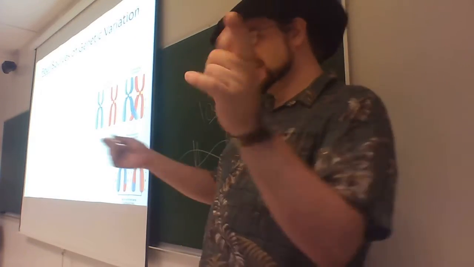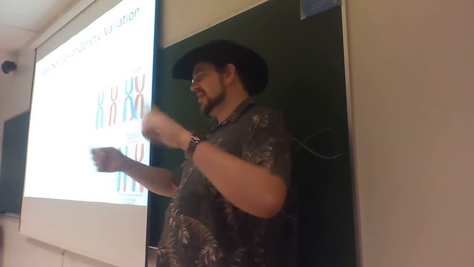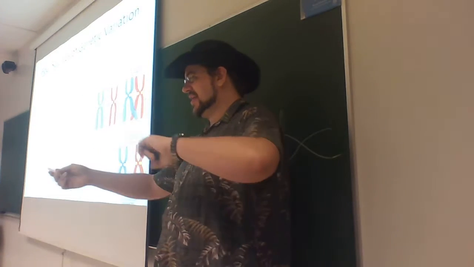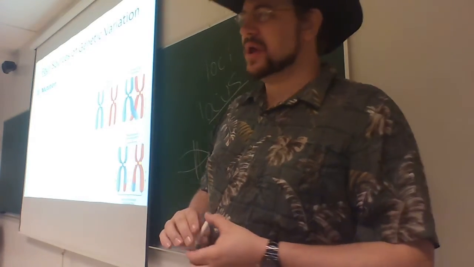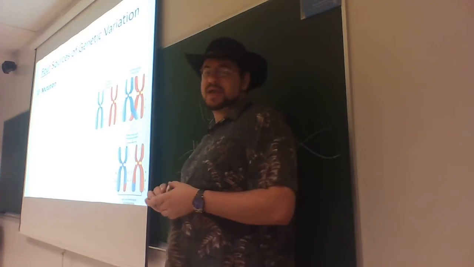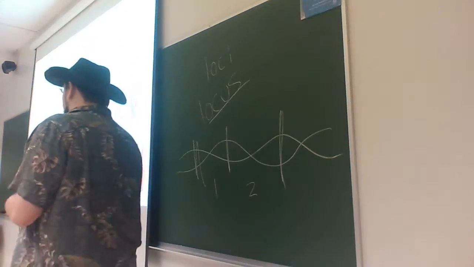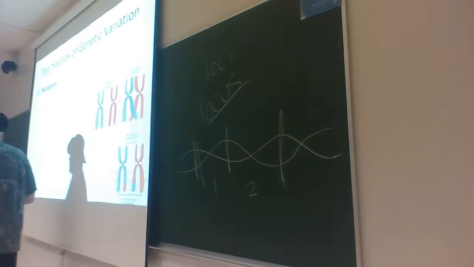First off, one you probably all know. Who wants to take a guess? Mutation. There you go, mutation. Right? So genetic mutation is one source of variation within a population. It's a change in nucleotide sequence.